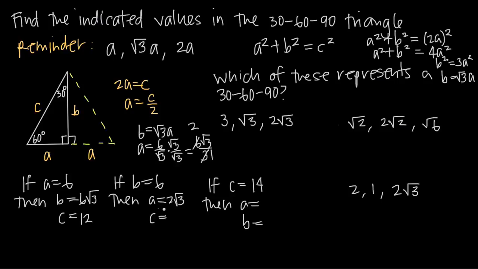Of course, now that we have the length of the shorter side, we know that the length of the hypotenuse, C, is just double the length of the shorter side. So what we do is we just multiply the shorter side by 2, and we get 4 root 3 for the length of the hypotenuse.